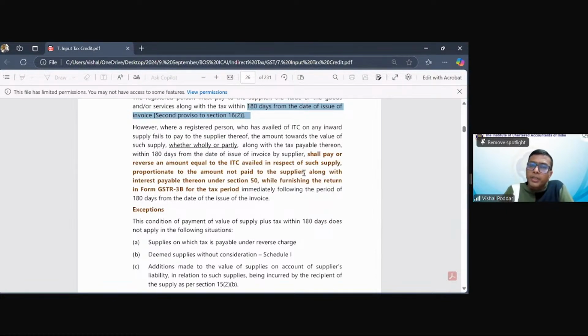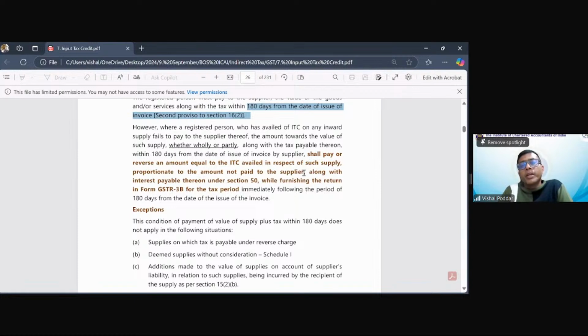So let us say I have purchased from Hemant goods worth rupees 1 lakh plus 18% GST. This transaction is on credit and it is now more than 6 months, 180 days have passed. I have not paid to Hemant. I will have to reverse this entire 18,000 after 180 days. Second, in this 180 days, I have made payment to Hemant of 50% of the price. So I have not paid entire 1 lakh plus 18%. I have paid 50,000 plus 18% of that. So balance 50,000 is pending.